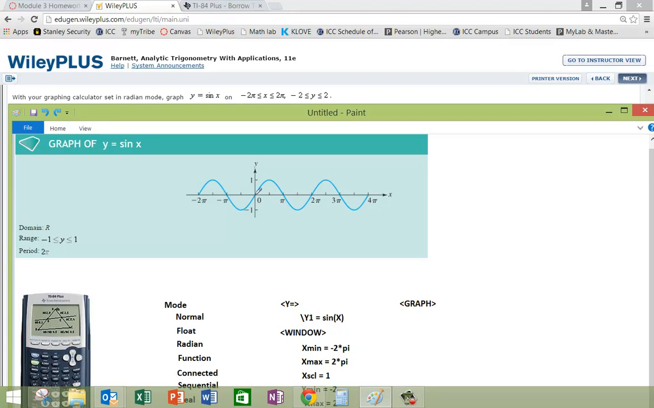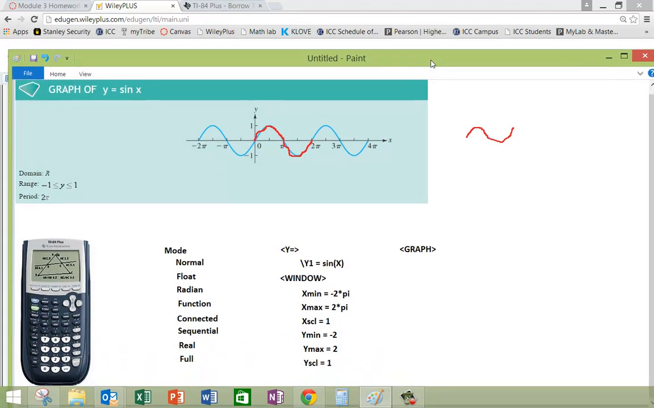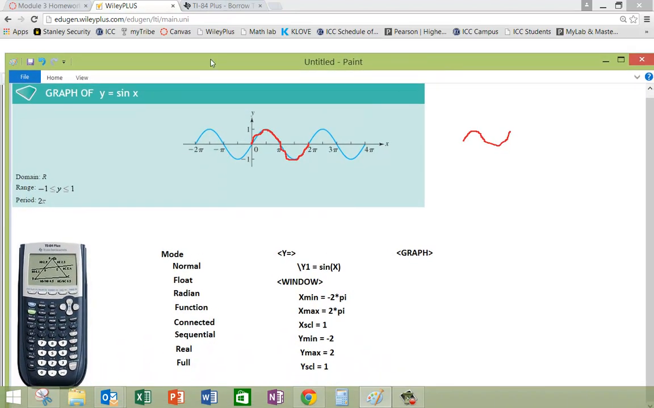So sine starts at 0, goes up to 1, intersects at pi, down to negative 1, and back to 2 pi. So just remember that that's what the sine curve looks like. Okay? Now, the other thing we need to look at or remember is using your calculator.